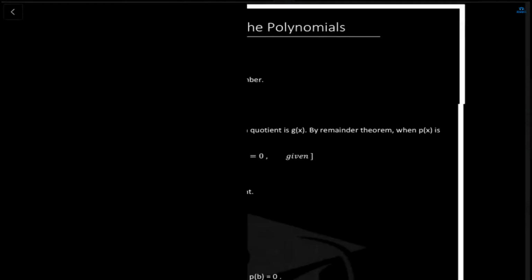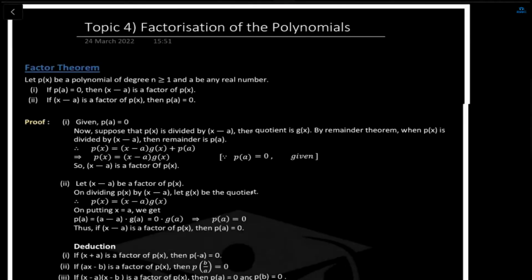Now we are going to start another topic here, factorization of a polynomial. What does the factorization of a polynomial mean? First we'll start with the factor theorem. Now, if everybody remembers, the remainder theorem.